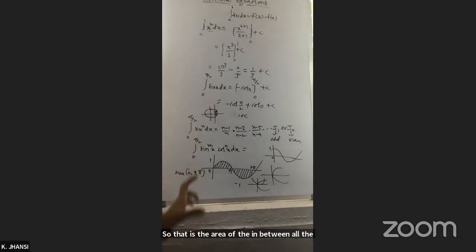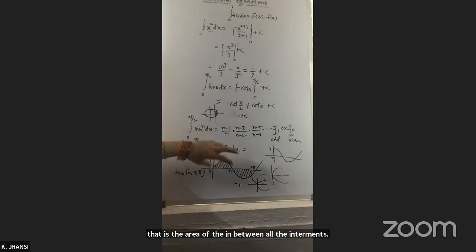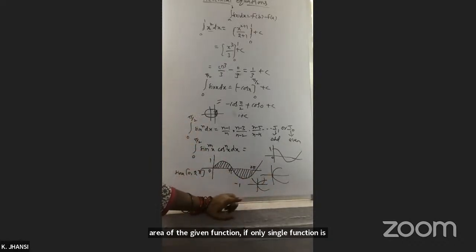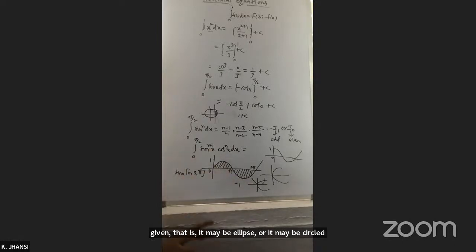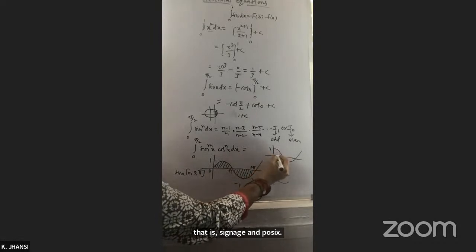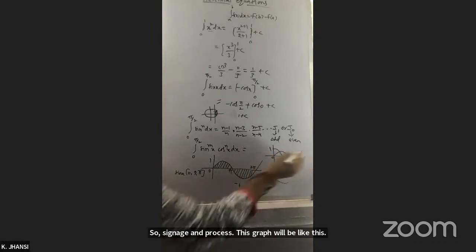So the first part will be finding the area of the given function. If only a single function is given, it may be an ellipse, or it may be a circle, or it may be sin x or cos x, only one parabola or anything. Okay, so the second part will be the combination of two functions, that is sin x and cos x. So sin x and cos x means the graph will be like this. This is the cos x, no? Here you will go sin x like this.